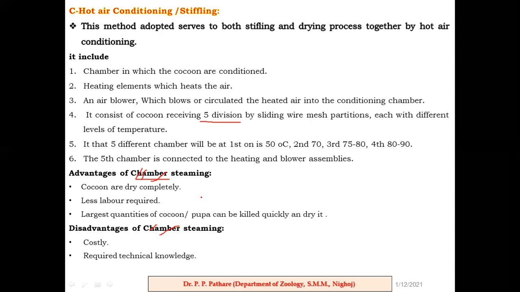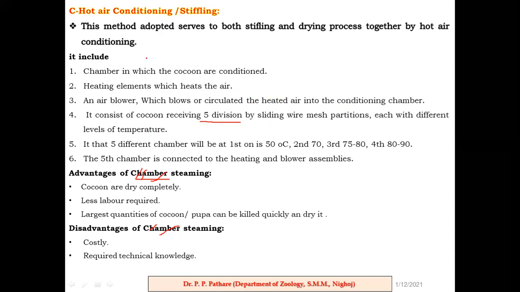Again, we find some disadvantages of this method. This method is very costly, because if you want to use hot air conditioning, the whole setup is very costly, as it is totally machinery. It can be divided into 3 to 4 sections, which are also called chambers.